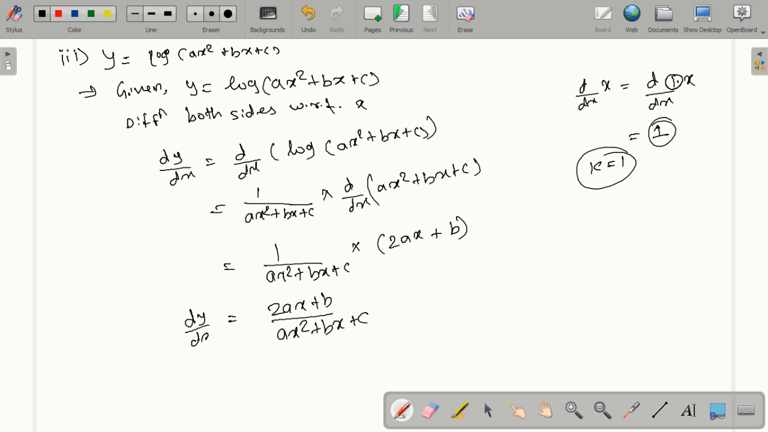This is very easy, right? Just understand how you apply a chain rule.